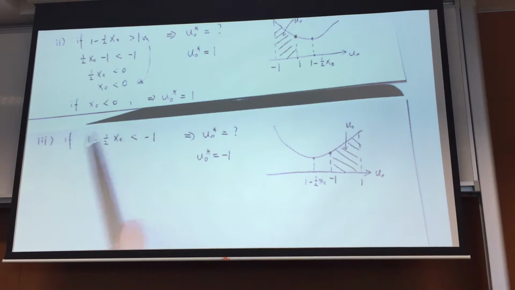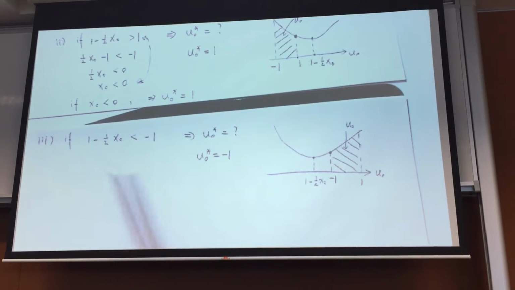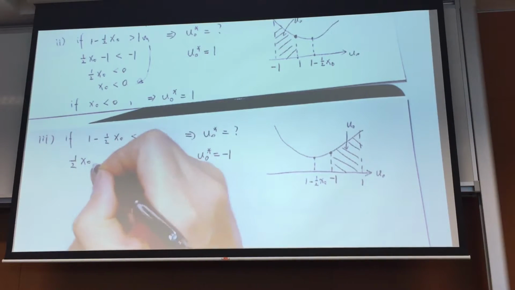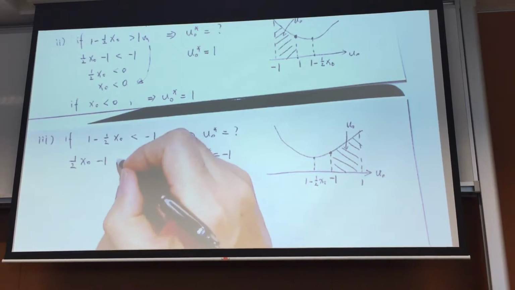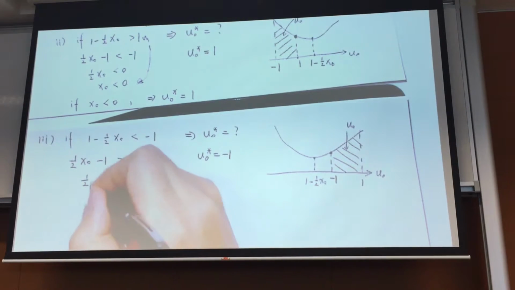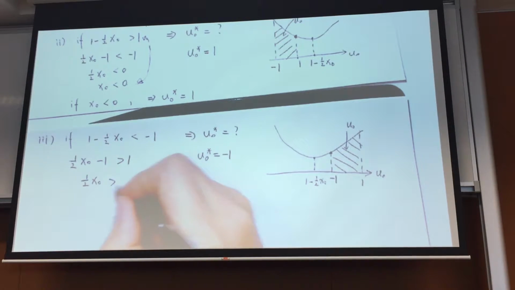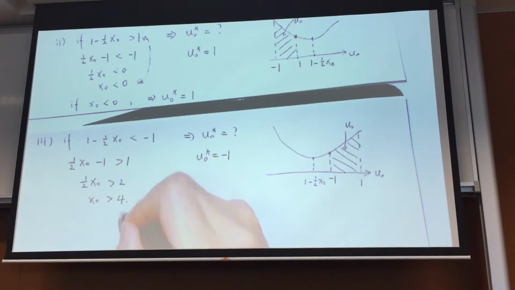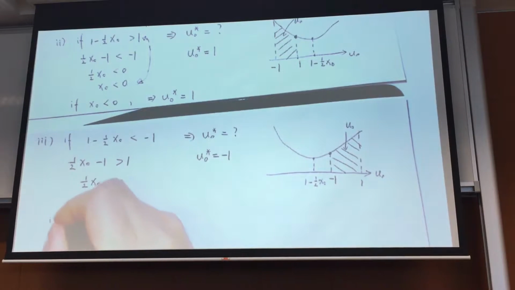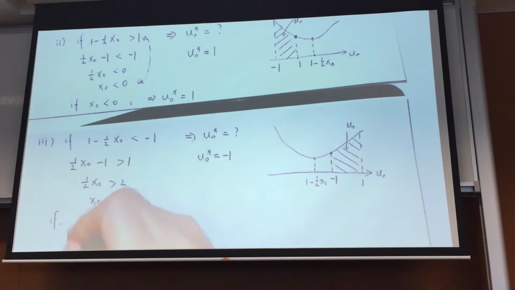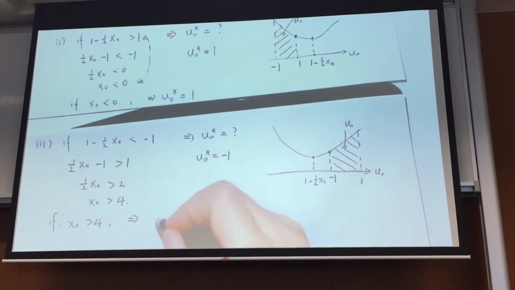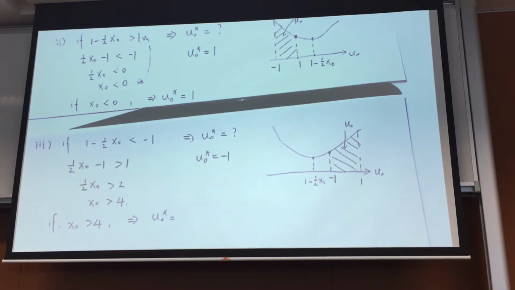For the range for x0, we also need to rearrange the equation. We have a half x0 minus 1 is greater than 1, so a half x0 is greater than 2. That means x0 is greater than 4. So if x0 is greater than 4, we have this u0 star equal to -1.